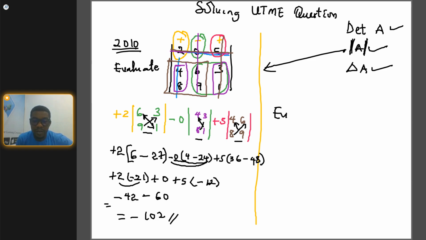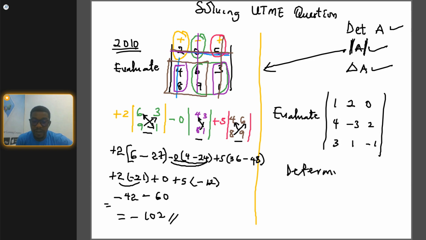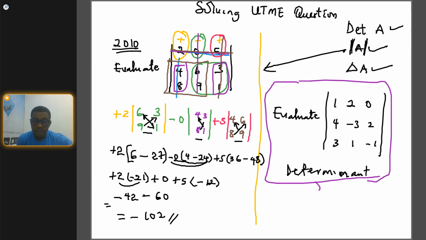Evaluate this matrix: 1, 2, 0, 4, minus 3, 2, 3, 1, minus 1. What you are asked to find is the determinant of this given matrix. So evaluate this question, solve this question, and drop your response in the comment section.